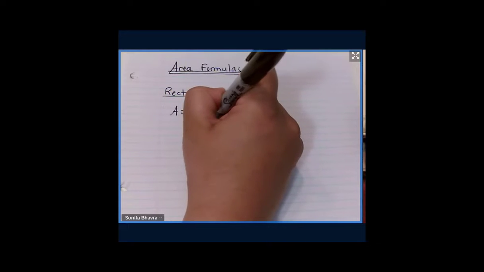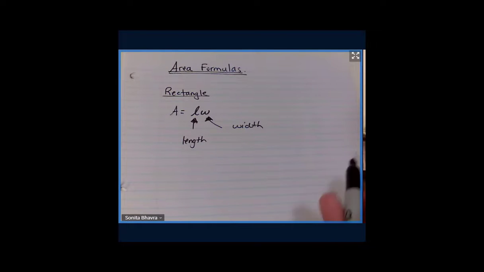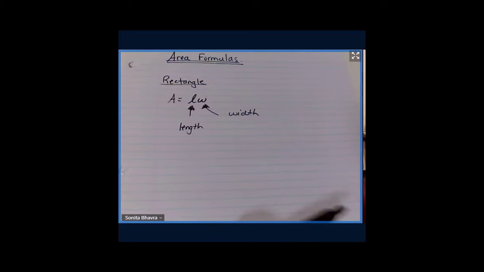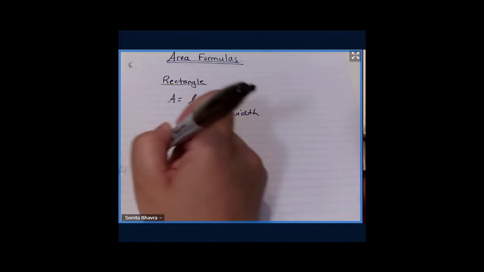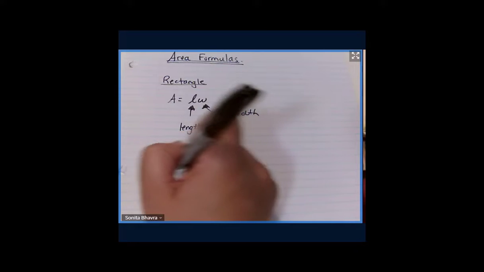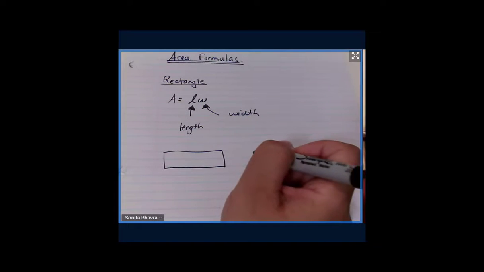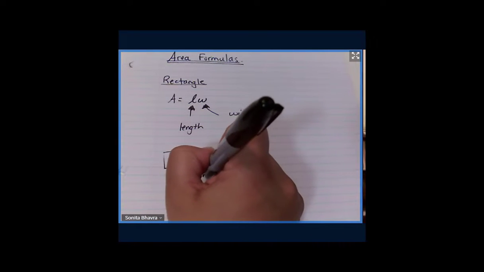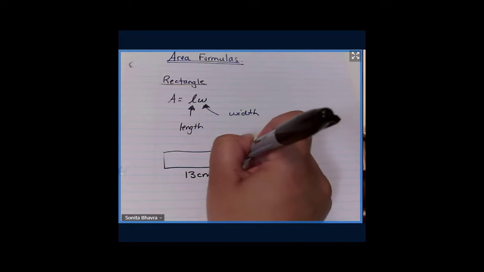You do need to know what the letters represent in the formula. So we have length times width. Let's take a look at our first example. Let's say we have a rectangle like so, and we have 13 centimeters and we have 6 centimeters.